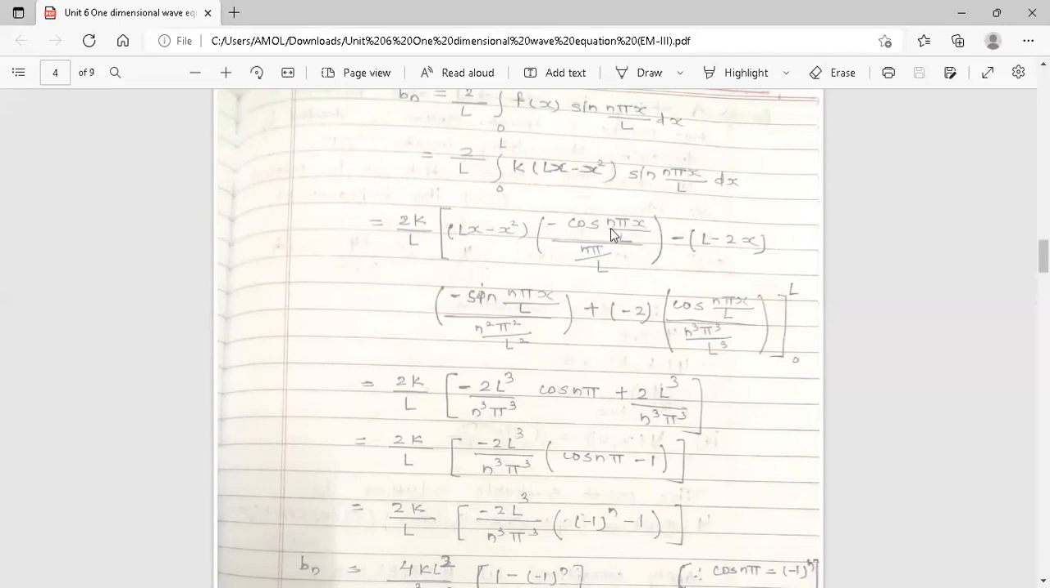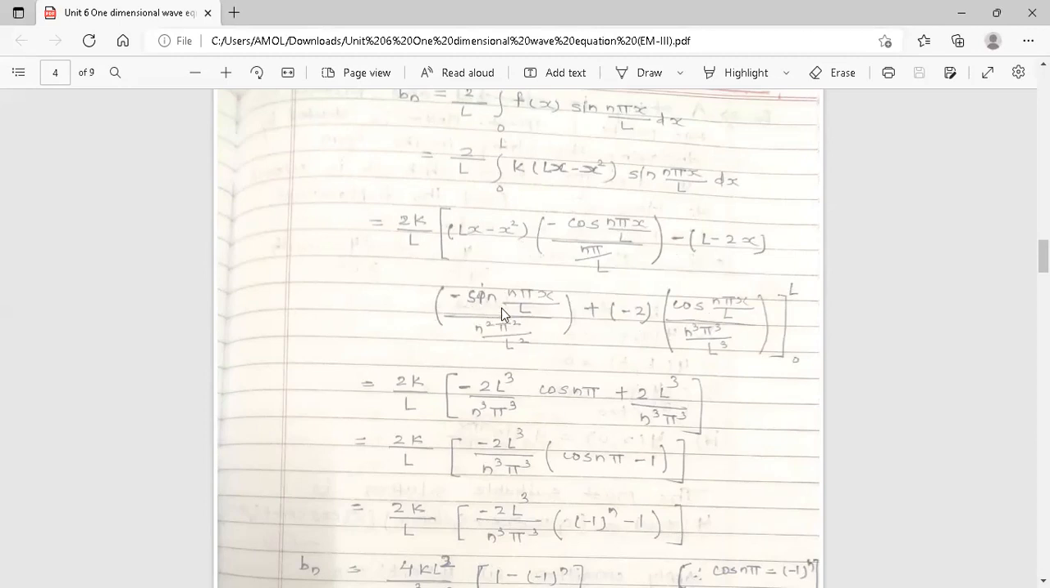And the constant term is there, n pi upon l, so write in denominator n pi upon l. Already n pi upon l is there, so n pi upon l into n pi upon l is n square pi square upon l square. Now, this is u, the derivative of u is u dash, here it is l minus 2x, then u double dash means l minus 2x, derivative is minus 2. Then this is v1, v2, v3.